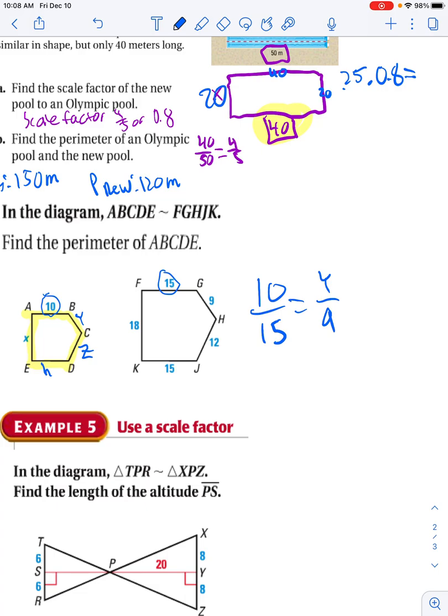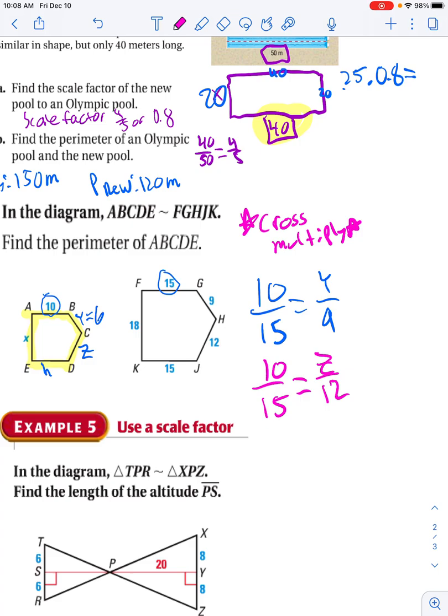Cross multiply, divide by 15. So 10 times 9 divided by 15, and this answer is going to equal 6. Different color, same proportion. 10 over 15 equals Z over 12. 12 times 10 divided by 15. And again, I am cross multiplying. You need to know how to do that. I got 8 here, which makes sense. If this was 9, this one's going to be a little bigger.